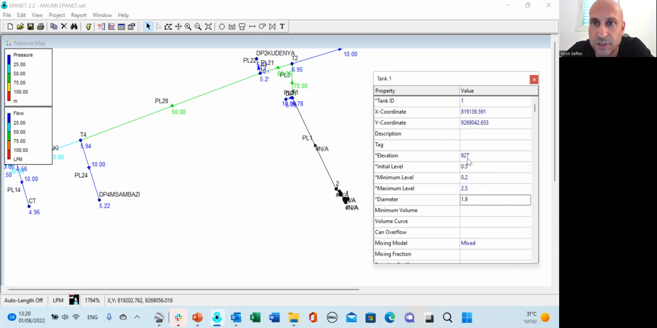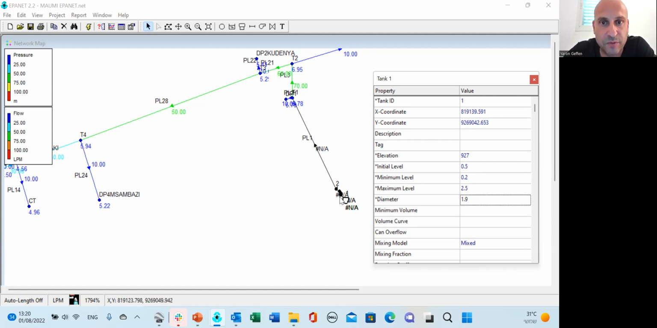So the ground elevation here is 927 and the initial level will be half a meter, meaning that the tank is full up to a height of half a meter. Okay, so it's almost empty.